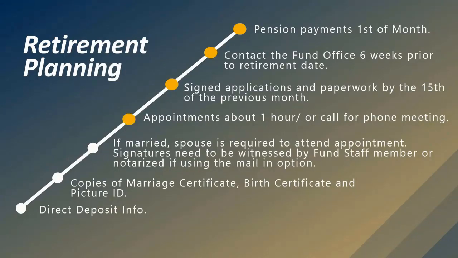If you're coming in for a retirement appointment, you should note that it takes about an hour for either an in-person appointment or for a phone call meeting. If married, your spouse is required to attend the appointment. Signatures need to be witnessed by a fund staff member or notarized if you are using the mail-in option. We do need copies of your marriage certificate, if you're married obviously, a copy of both you and your spouse's birth certificate, and picture identification, and we also need direct deposit information.